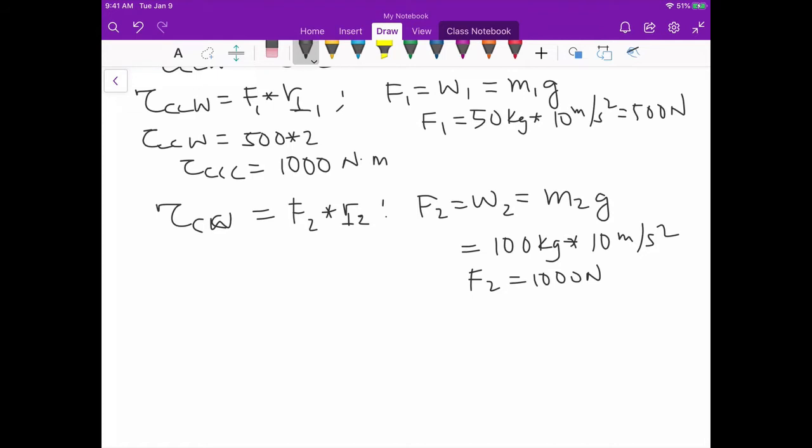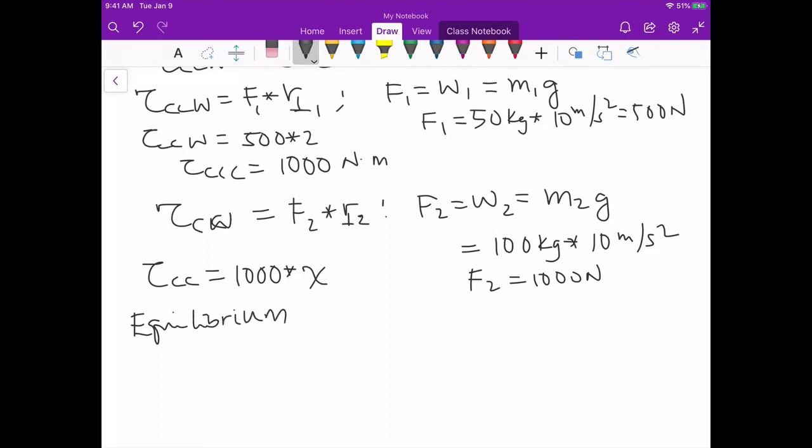But your R2, we called it X. So therefore, your torque clockwise is going to be F2, which is 1000, multiplied by X. X is what we have as R2. So under the condition of equilibrium, we call it the second condition of equilibrium, the sum of all the torques must be equal. To achieve equilibrium means balanced. So equilibrium will only be achieved when the two torques are the same, right?